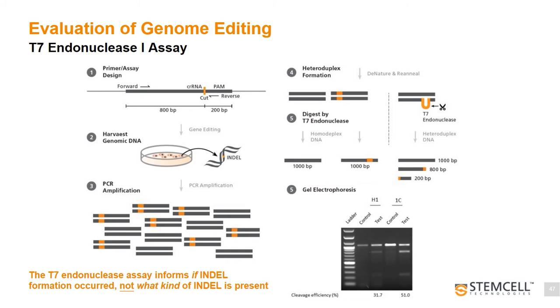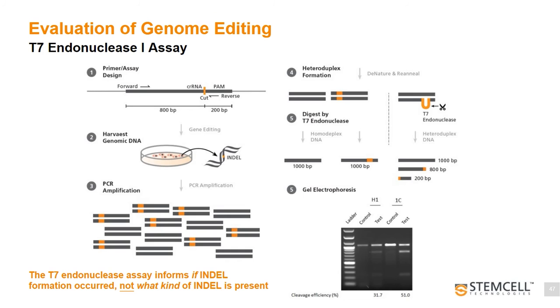For the CD34 editing experiments, we utilize both flow cytometry analysis for cell surface receptor detection and the T7 endonuclease 1 assay, which I will discuss here. This assay utilizes a T7 enzyme that has a single-strand cleavage activity specific to heteroduplex structure. In the context of a gene editing experiment, genomic DNA of a population of edited cells will be amplified by PCR surrounding the target site.